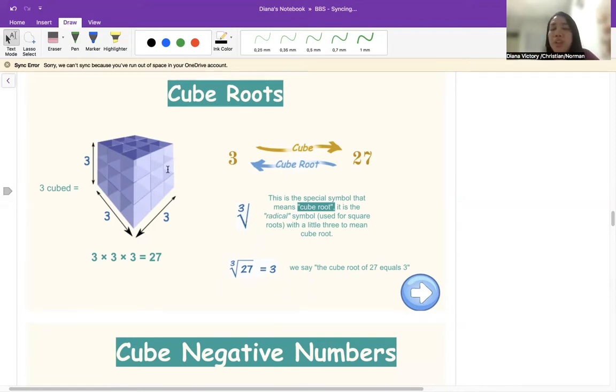We name it cube root because it is like finding the volume of a cube. The cube is like this. If this side is 3, this one 3, and this one 3, the volume of the cube is 3 times 3 times 3, which is 27.